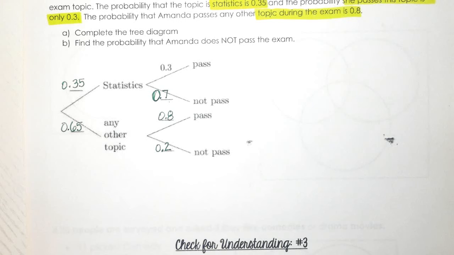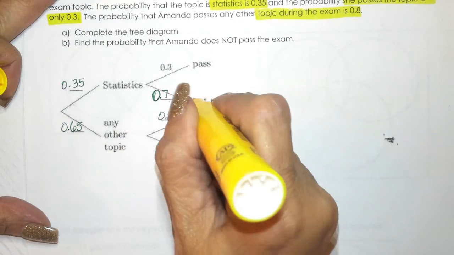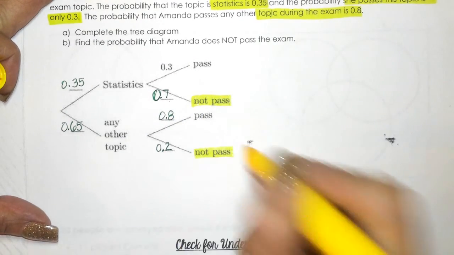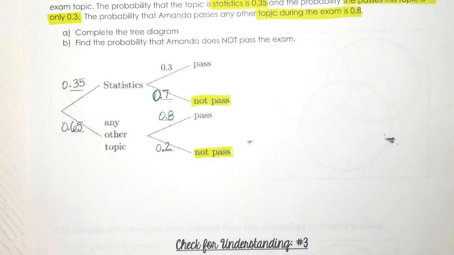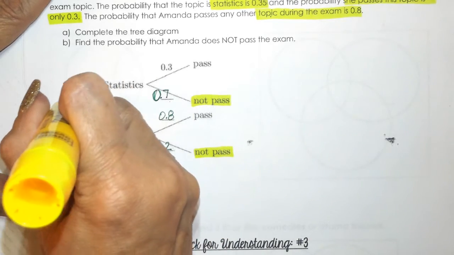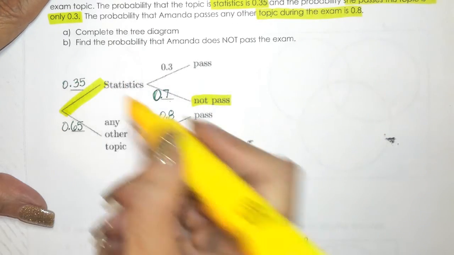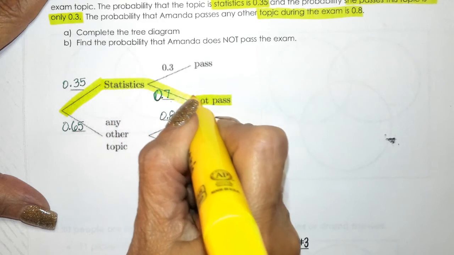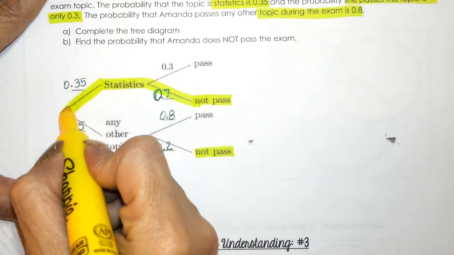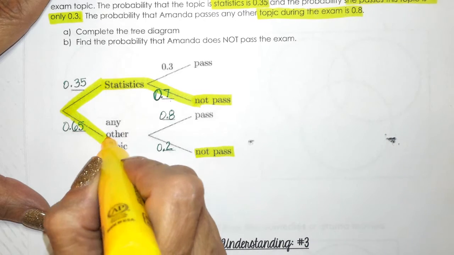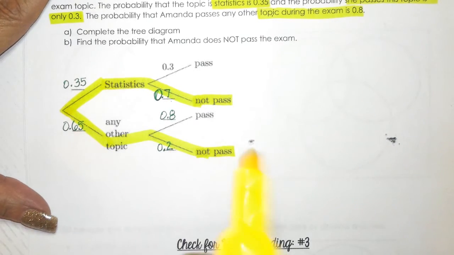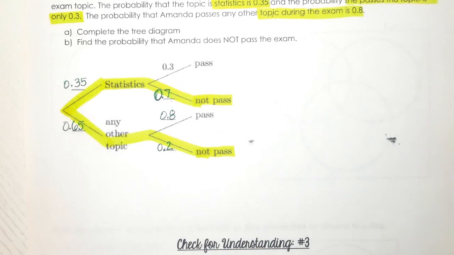All right, now we created the tree diagram. Now it says find the probability that Amanda does not pass. So this is does not pass and this is does not pass. There are two different avenues that she could get there. So we're going to grab our highlighter and highlight the paths. She could get statistics, and then from here she could not pass. Or she could get any other topic, and then from here she could get does not pass, right? Two different avenues. So I need to take two separate probabilities.